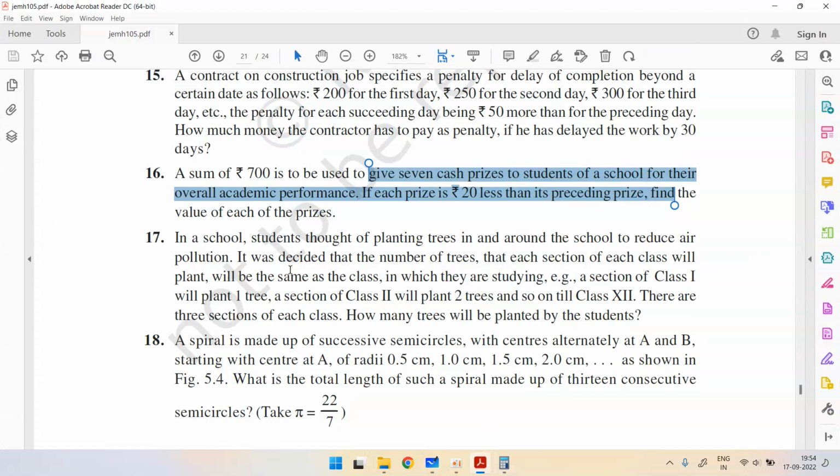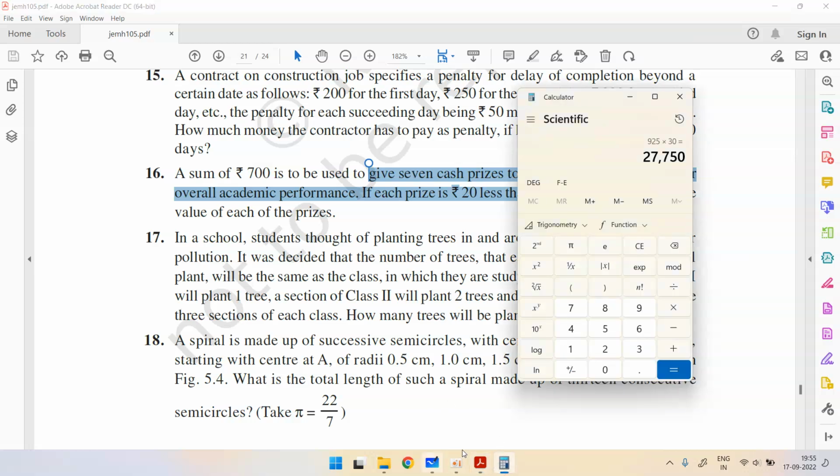This is the answer. Now, in a school, students thought of planting trees in and around the school to reduce air pollution. It was decided that the number of trees each section of a class will plant will be the same as the class in which they are studying. Example, each section of class 1 will plant 1 tree, class 2 will plant 2, and so on till class 12. There are 3 sections in each class. How many trees will be planted by the students?